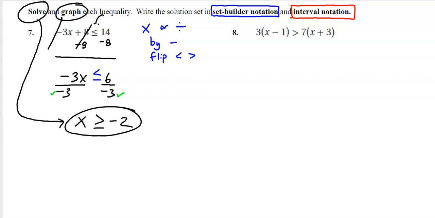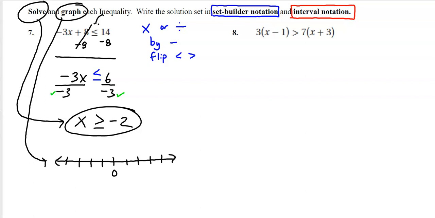So now I want to graph, and I don't mean graph like on a coordinate grid. I mean graph on a number line. So now I want to show where all these solutions live on a number line. I always slap a 0 in there. And I could put multiple points, but I don't really have to. But if I want to show x is greater than or equal to negative 2, I'm going to come over here to negative 2. I'm going to put a circle there.